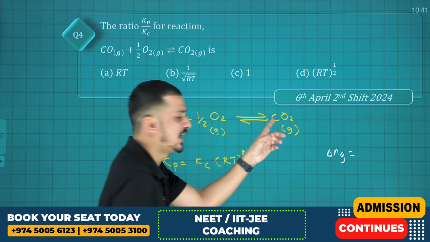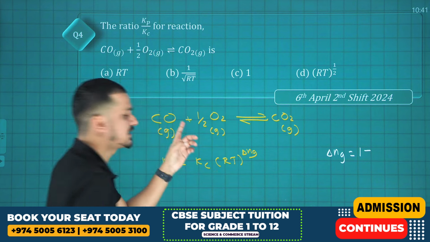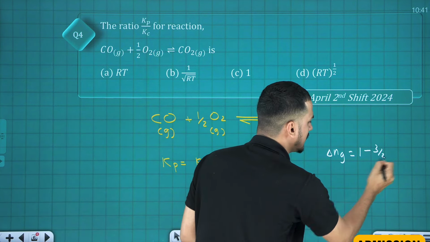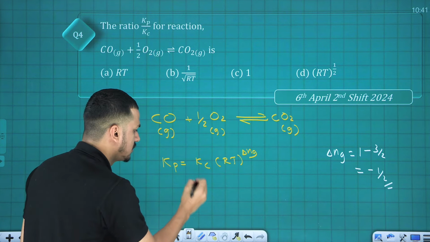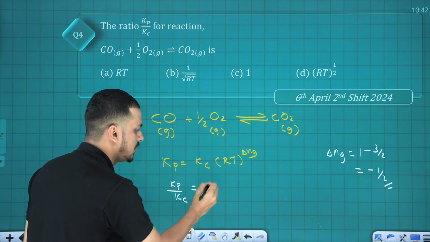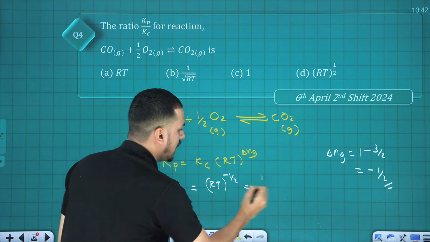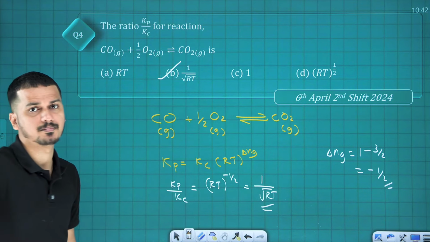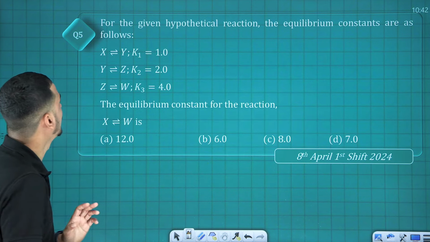Delta Ng: in the product side, how many gases are there? 1. So 1 minus the reactant side. How many gases are there? 1 here, 1 by 2 here, so total 3 by 2. 1 minus 3 by 2 is equal to minus 1 by 2. So I can take Kc to the left-hand side: Kp by Kc equals RT raised to minus 1 by 2, which is 1 by root of RT. So which option will come? Option B will come. Clear, dears? That's it. Simple. Okay, we can move to the next question.